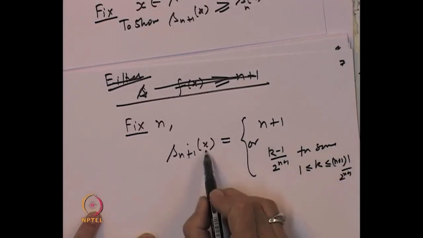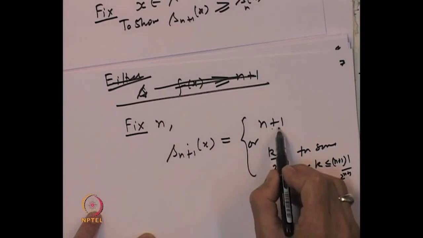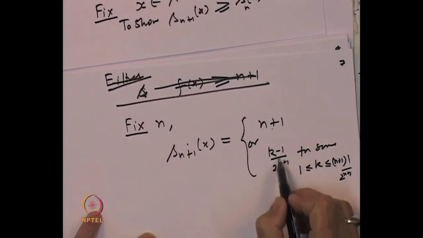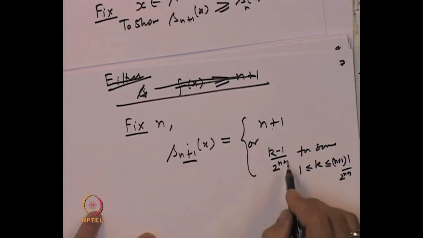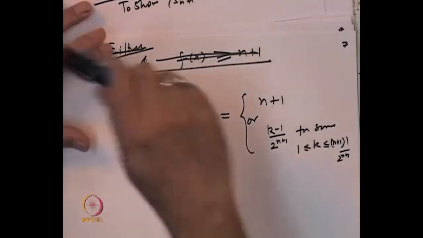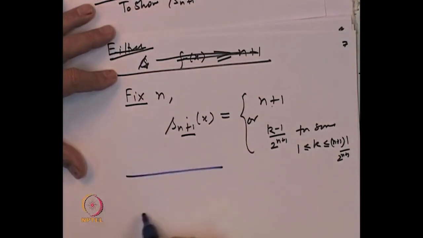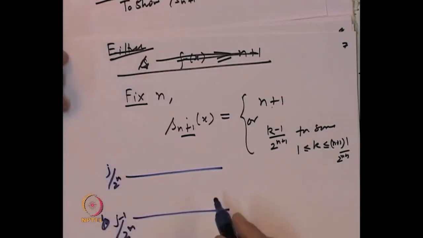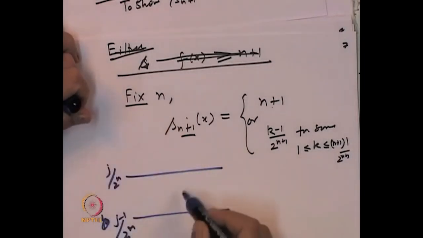So, what we are saying is S n plus 1 of x will either be equal to n plus 1, that will be the case if f of x is bigger than or equal to n plus 1, or it will be equal to the lower value of one of the sub intervals at the n plus 1th stage. In the n plus 1th stage, we will be dividing the interval into 2 to the power n plus 1 parts. So, let me draw this picture slightly here to understand what is happening. So, here is j minus 1 by 2 to the power n, and that is j by 2 to the power n. At the nth stage, right, f of x is somewhere in between.